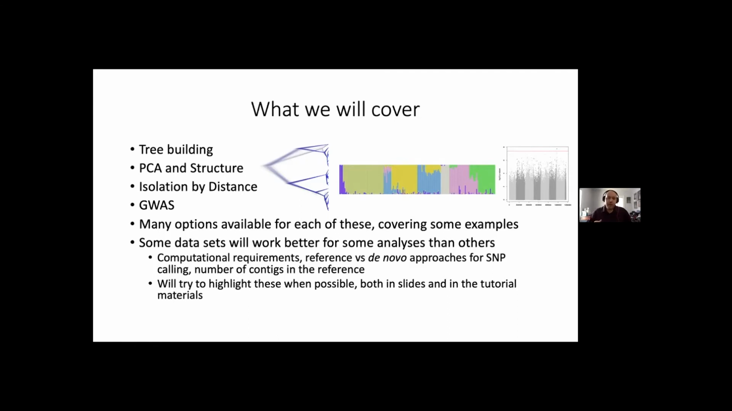We will cover just some of those, and I'll highlight some other examples that you may want to look into more. And throughout the webinar and the tutorial, I try to highlight the fact that some of these analyses work better for particular data sets. There are different things to keep in mind, computational requirements. If your SNPs were called with a reference or a de novo approach, that will impact some things. The number of contigs that you have, if you have a reference genome, is it high quality? Is it kind of more of a draft? All these things can work, but they will change a little bit about what the steps are that you need. And I'll try to highlight these when possible, both again in the slides and the tutorial analyses.